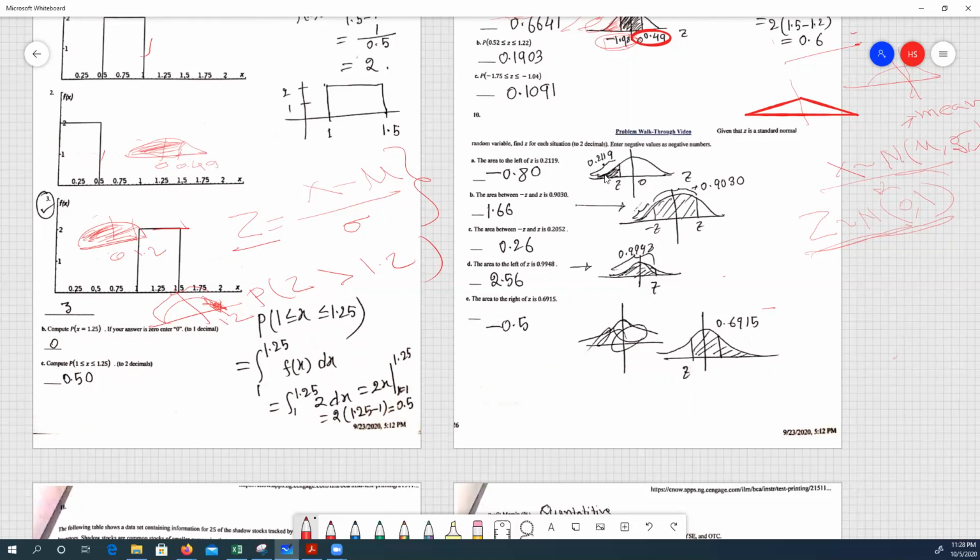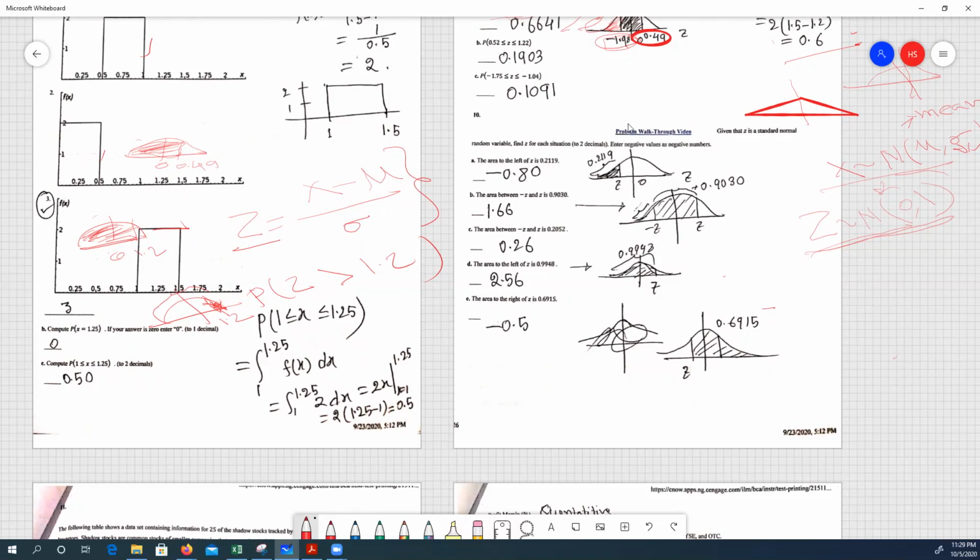Okay, so here the area is the area to the left of Z. You have to be very careful about this word, whether the area is on the left or in between or on the right, because depending on this, you will have different results. Here the area is on the left, so this is pretty straightforward. The area is 0.2119. You have to find the Z score.